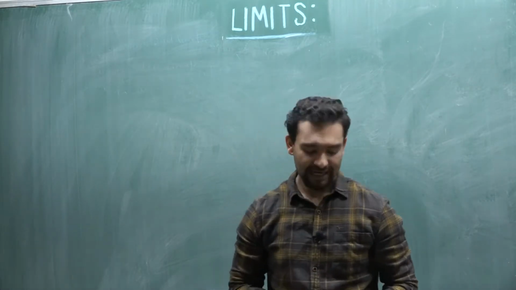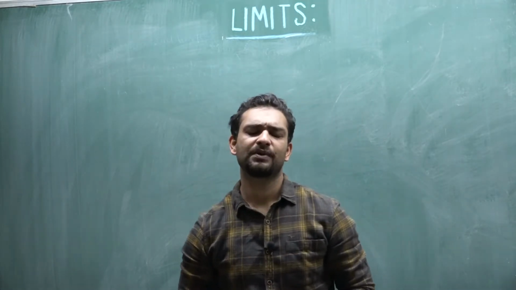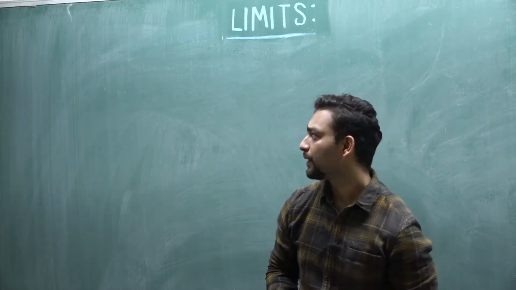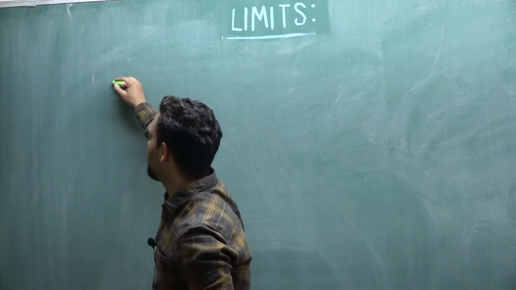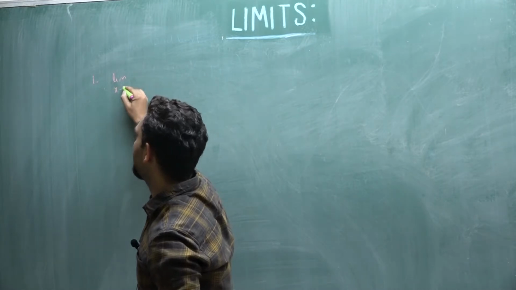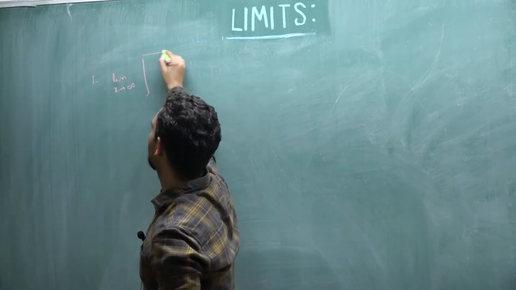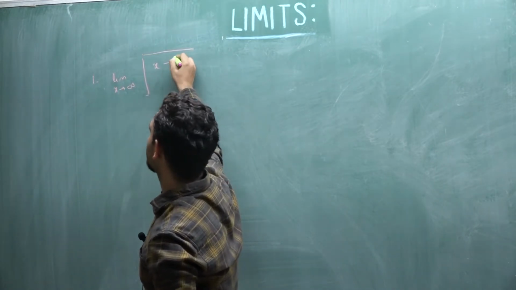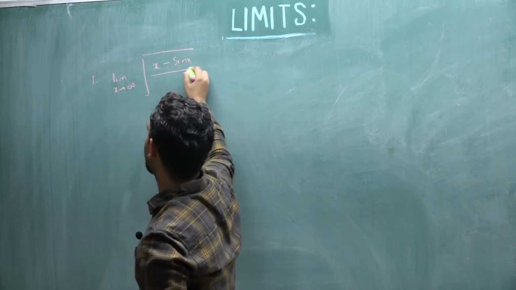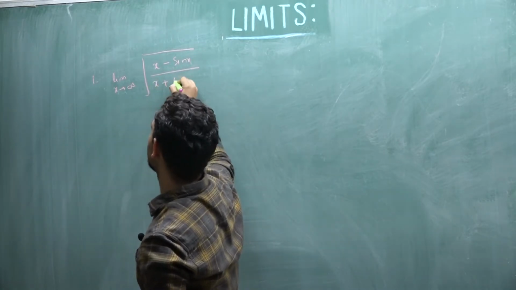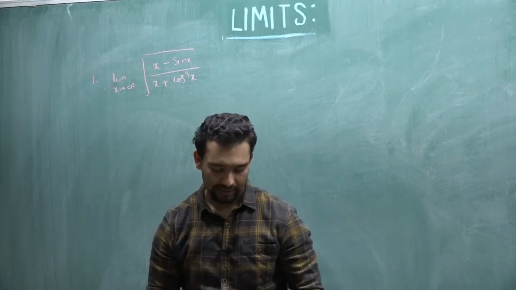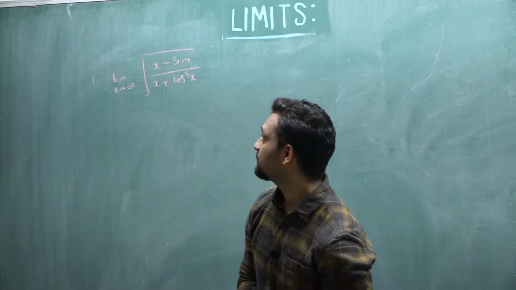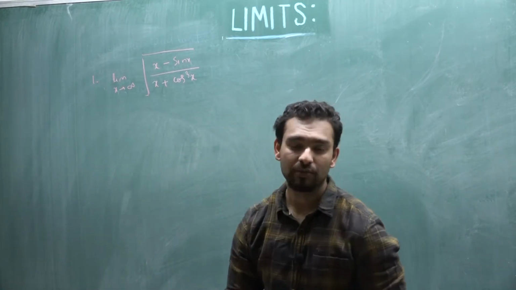Okay, so in this lecture we'll be doing some questions based on trigonometric limits. So let's start. First one: limit x tending to infinity, under root of (x minus sin x) divided by (x plus cos cube of x). Limit x is tending to infinity, x minus sin x upon x plus cos cube of x.